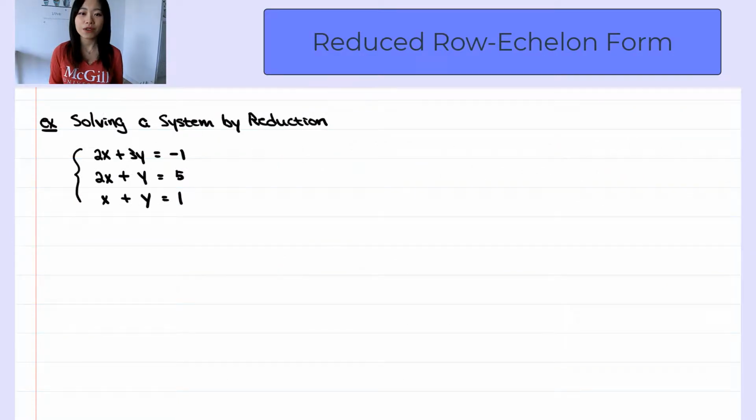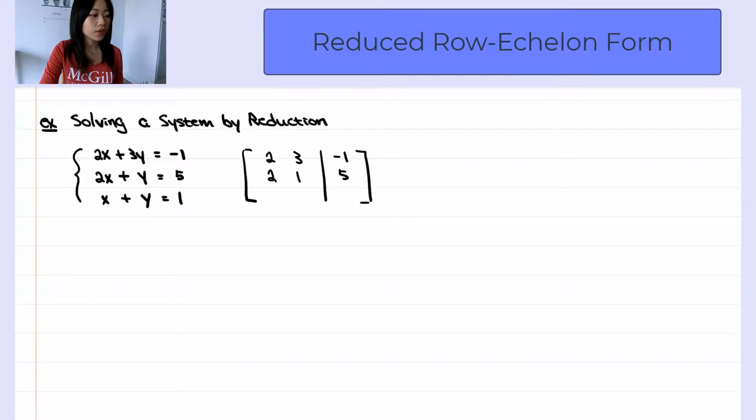The reason why we want to reduce a matrix is that it can easily help us to solve a system. Let's look at this example. Here I have a system of 3 equations with 2 unknowns. In my previous video, I already mentioned that we can write a system in augmented matrix form. So I'm going to rewrite this as 2, 3, vertical bar, -1. That is the first row of my matrix. Second row is 2, 1, and 5. And third row is 1, 1, and 1.